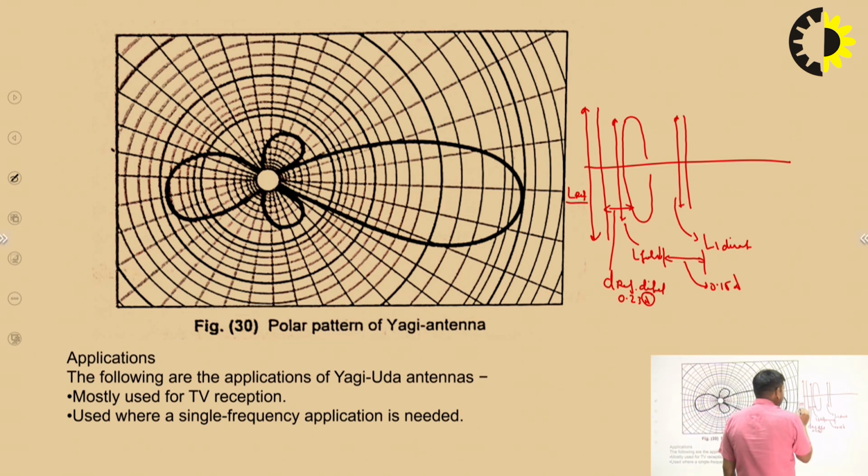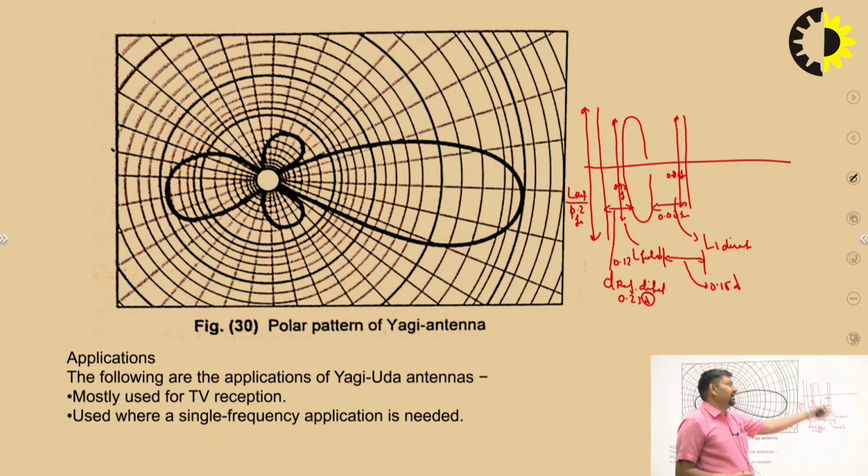Suppose this one is 1.2 feet, this one is 0.92 feet, this one is 0.86 feet. So you mention the lengths, and you also mention the spacing, say 0.12 feet, and this one is 0.08 feet. So you put it and you design a 3-element Yagi antenna having a resonant frequency of 500 megahertz. This is the radiation pattern.